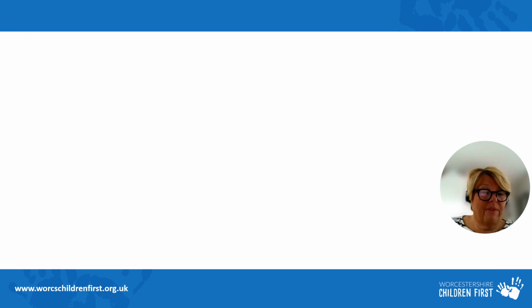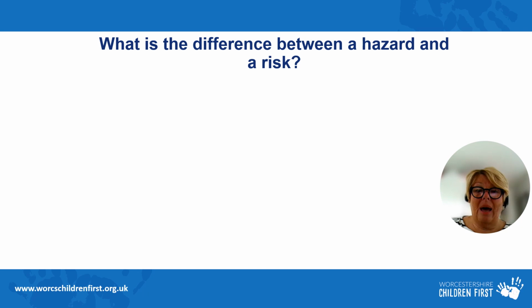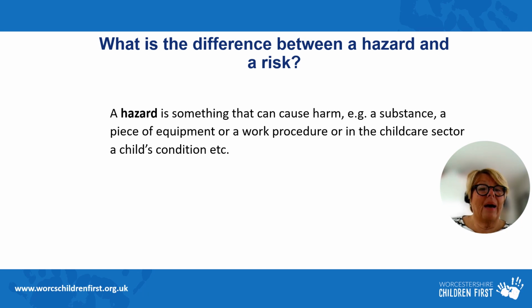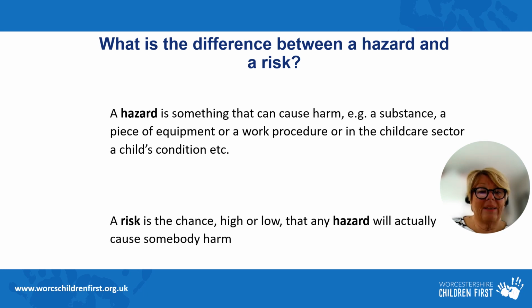So, what is the difference between a hazard and a risk? A hazard is something that can cause harm. So, for example, a substance, a piece of equipment, or a work procedure, or in the childcare sector, a child's condition. And a risk is the chance, high or low, that any hazard will actually cause somebody some harm.